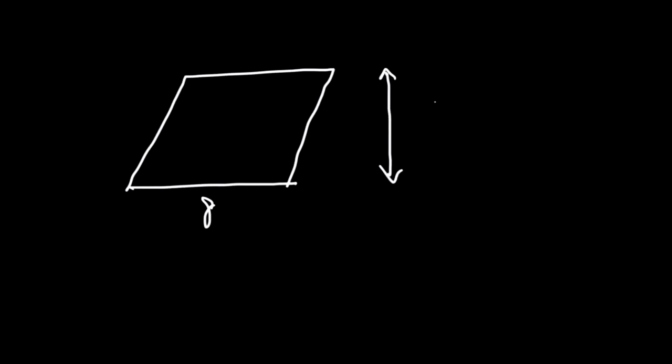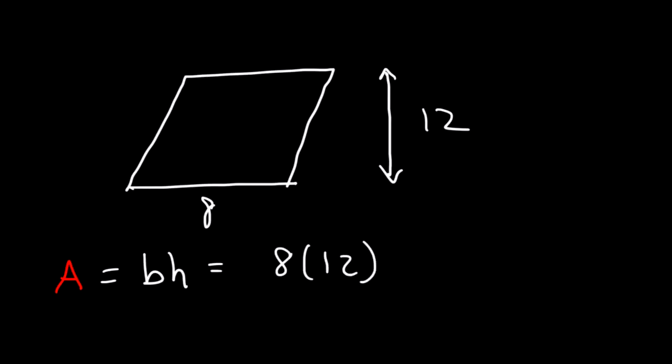Next up, we have the area of a parallelogram. Let's say the base is 8 and the height is 12. What's the area of the parallelogram? The area is very similar to a rectangle. It's base times height. So it's 8 times 12. And 8 times 12 is 96. So that's the area of this particular parallelogram. Now let's say we have another one that looks like this.